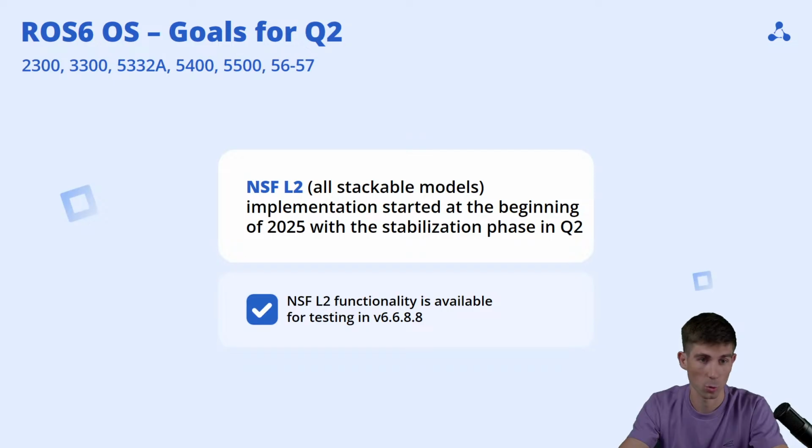The second quarter, I'd say the main thing that we had put most of the resource into was non-stop forwarding on the second level, and it also has to do with stacking, and it actually involves all the stackable models. The implementation started quite a while ago, at the beginning of 2025, and the stabilization phase was during this quarter.